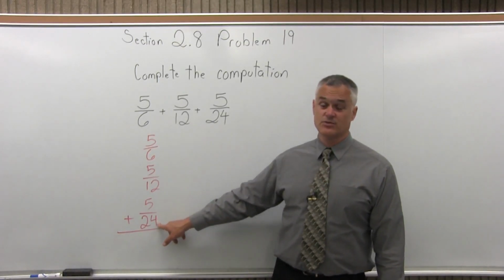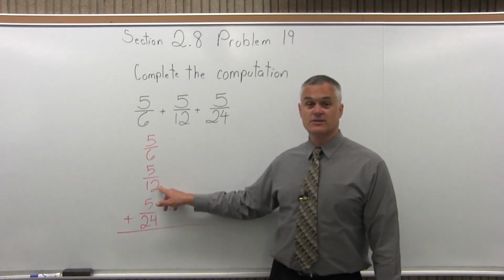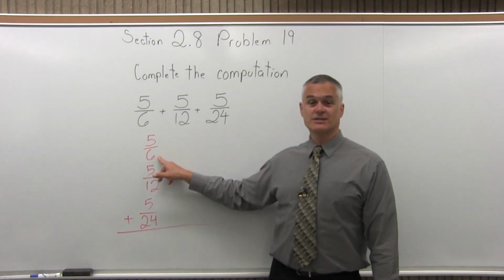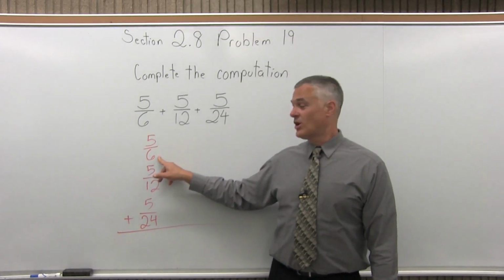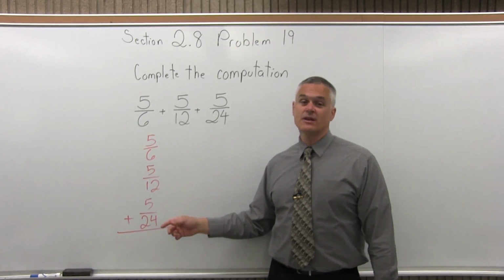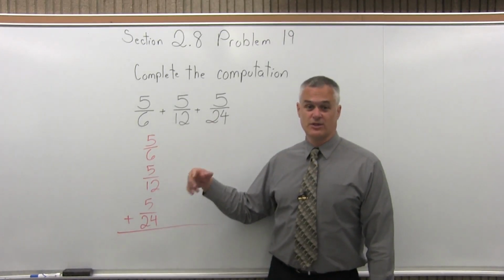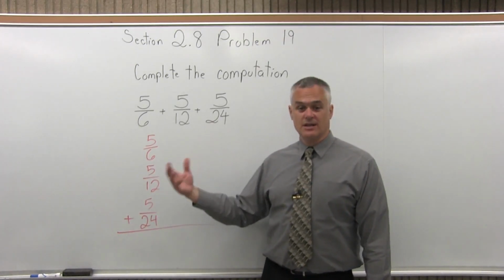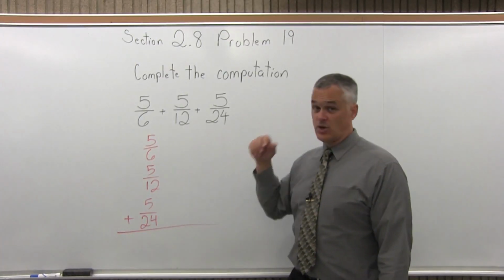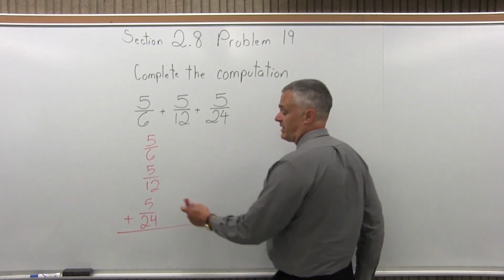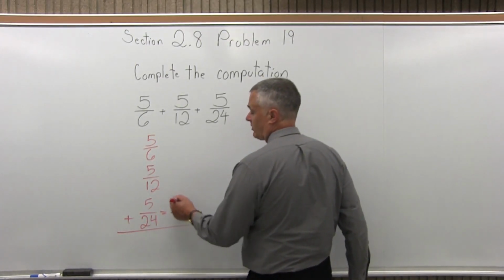24, of course, divides into 24 evenly. 12 divides into 24 evenly. 6 divides into 24 evenly. So that's a common denominator. If it didn't, I would double it, try 48. If not, then triple it, try 72, and keep going until I found the denominator they all divided into evenly. But I got it on the first try. They all divide into 24 evenly.